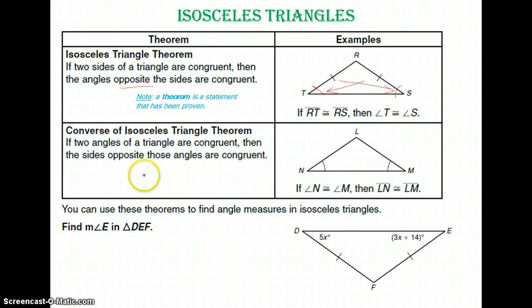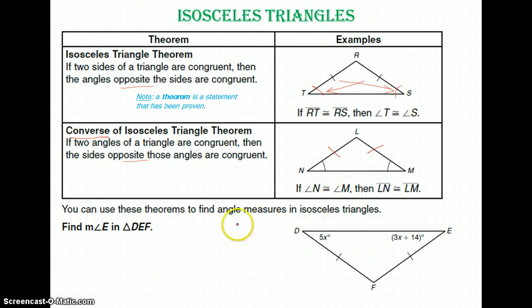Looking now at our converse theorem, remember converse, we're just going to change the order of that if-then statement. So we're saying here that if two angles of a triangle are congruent, then the sides opposite those angles are congruent. So we're given here that angle N is congruent to angle M. So because of that, I can conclude that the opposite sides, segment LN and segment LM, would also be congruent.